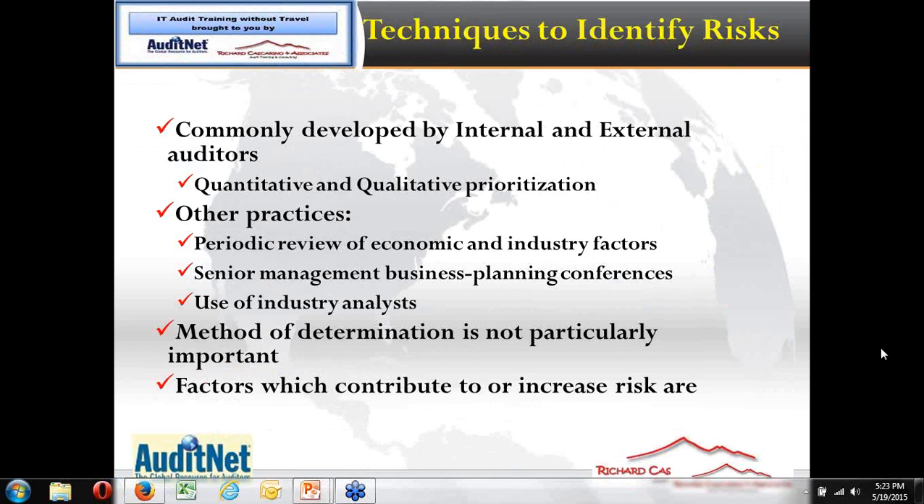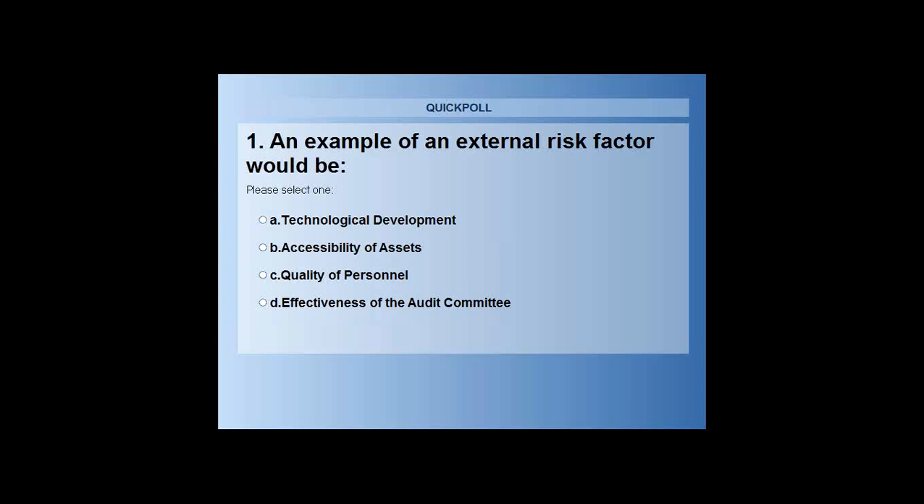And that brings us to our first polling question of the night. Our first polling question in this case is: an example of an external risk factor would be technological development, accessibility of assets, quality of personnel, effectiveness of the audit committee.